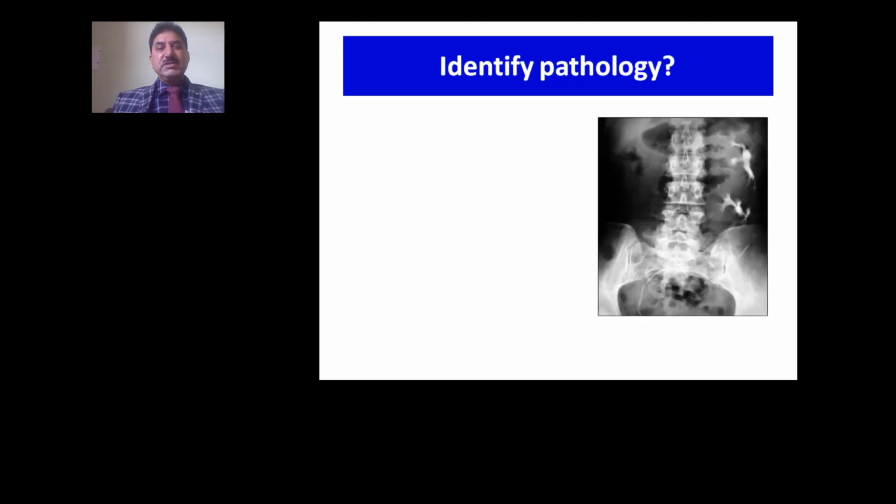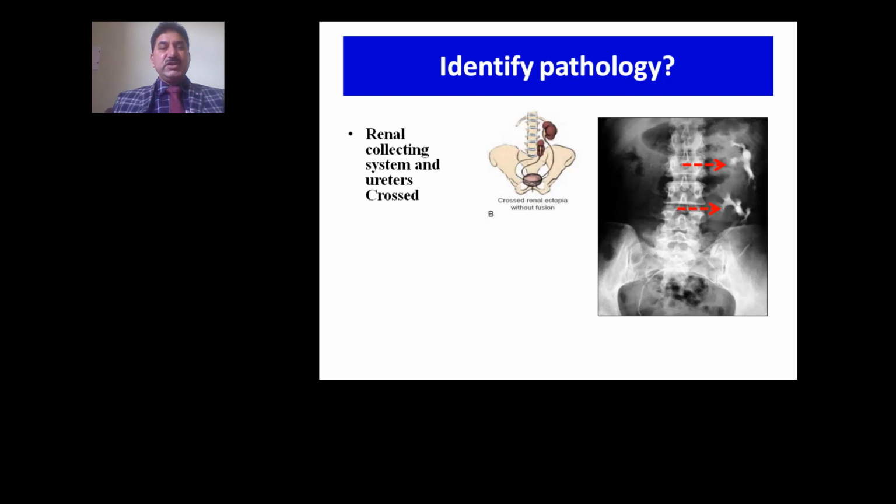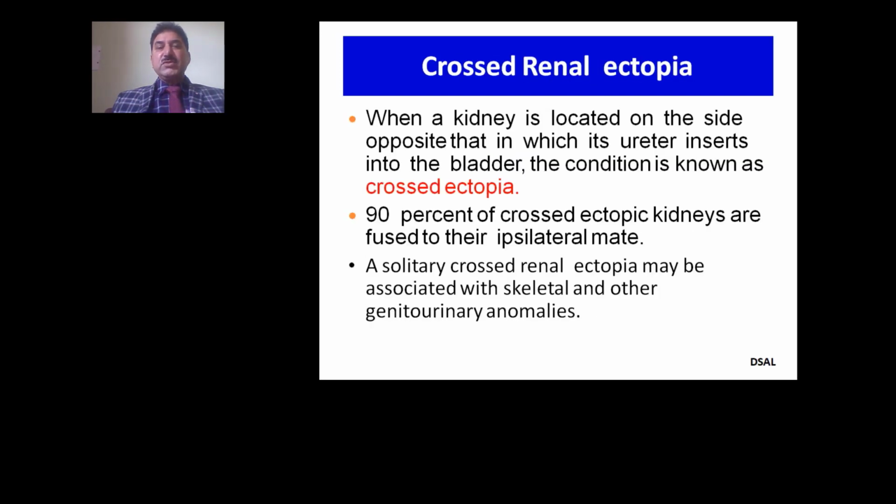Identify the pathology. This pyelogram represents renal collecting system and ureters crossed renal ectopia on the left kidney, absent right kidney. Now, what is crossed renal ectopia? When kidney is located on the side opposite that in which the ureter inserts in the bladder, the condition is known as crossed ectopia. 90% of crossed ectopic kidneys are fused to their ipsilateral mate.